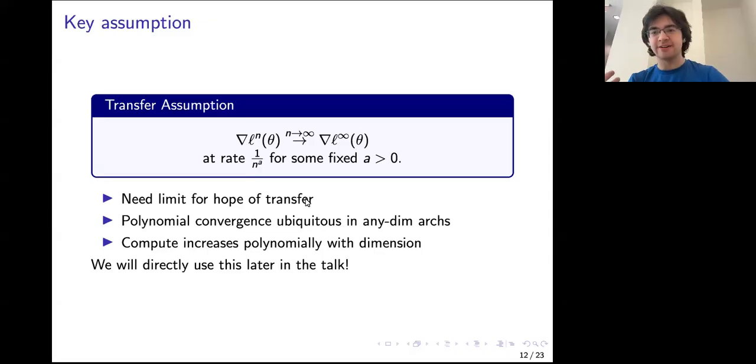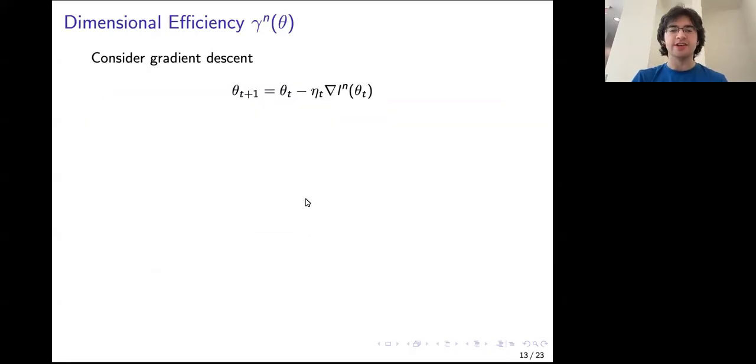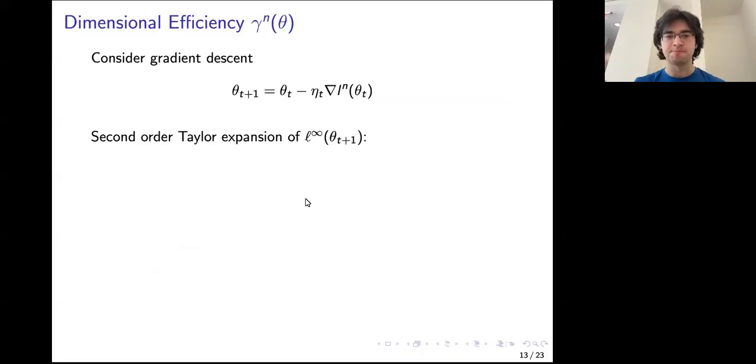And as we use later, the compute also increases polynomially with dimension. So this is a reasonable assumption, but we're going to use this later. So, dimensional efficiency: consider gradient descent. You can see we're updating the parameters based on a learning rate and the gradient on finite dimensions.